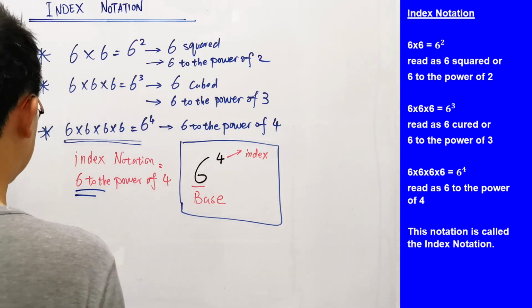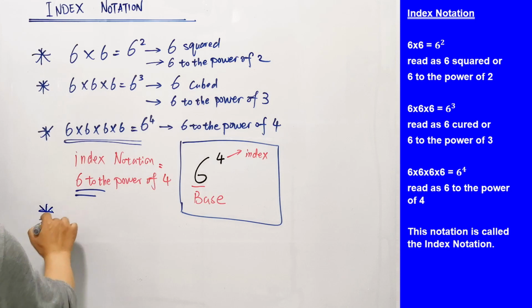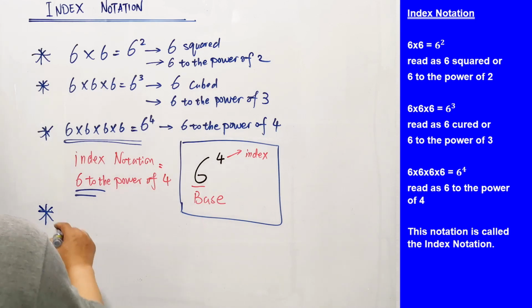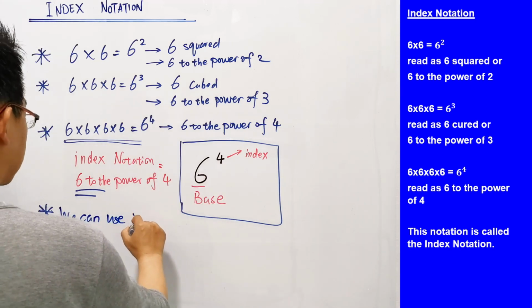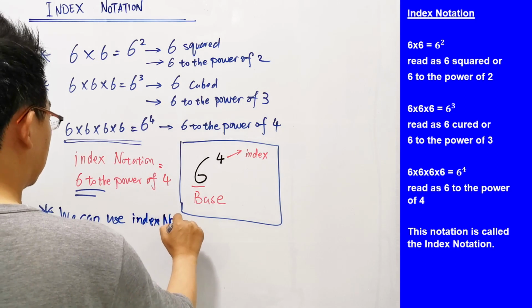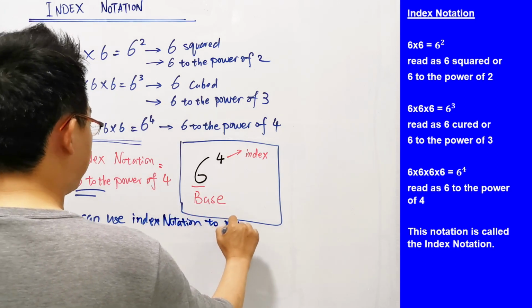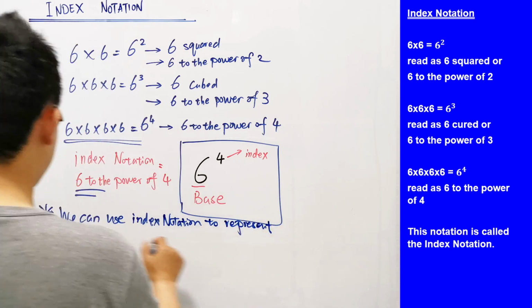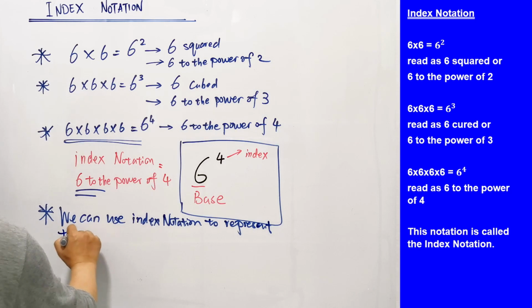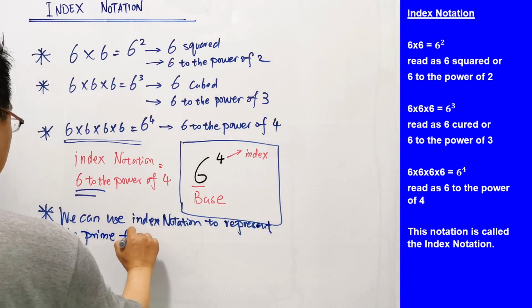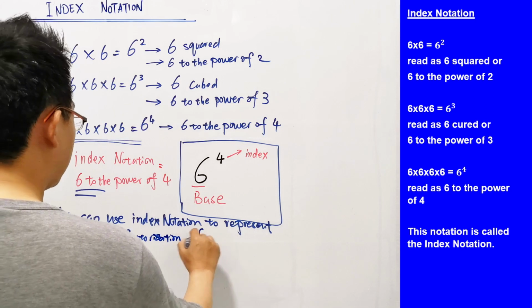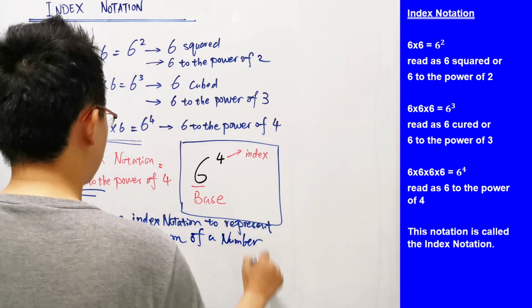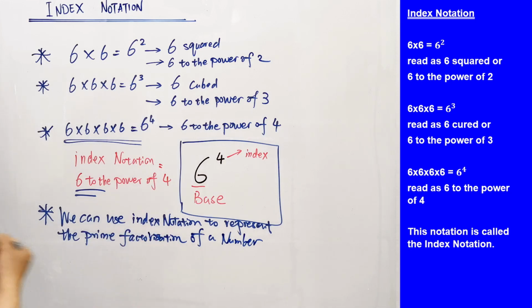So why do we talk about this? We can use these index notations to represent the prime factorization of a number. We can do that, right? Okay, let's give an example.